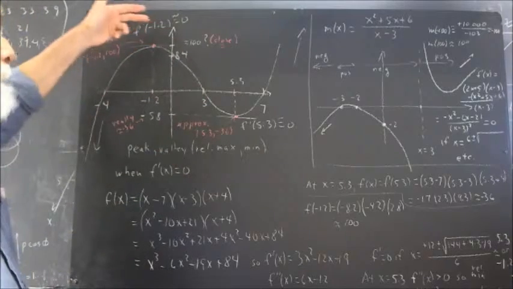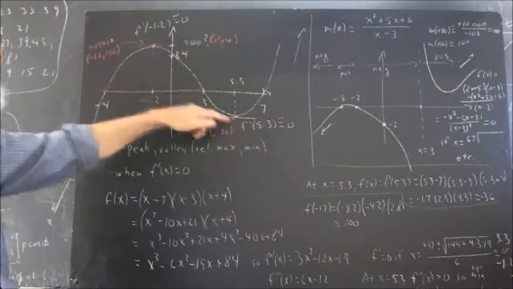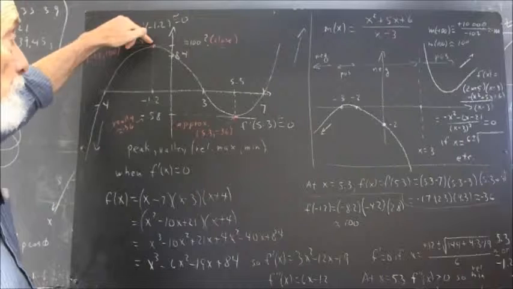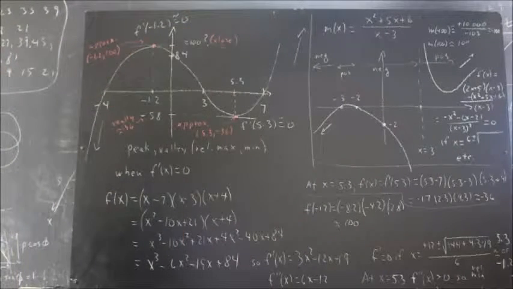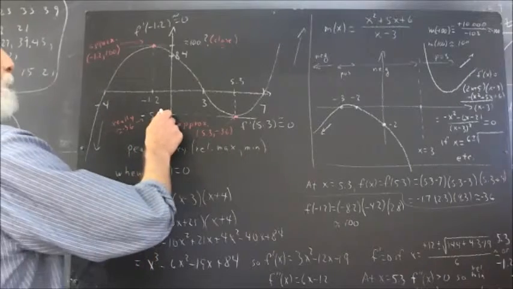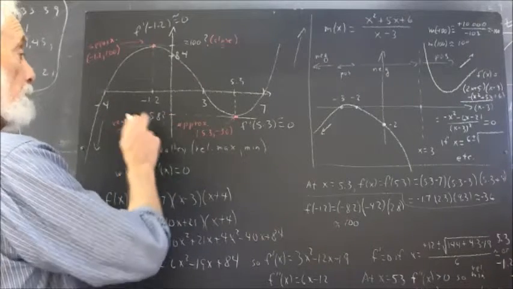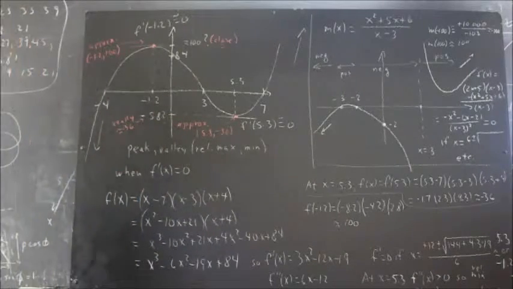Now, we estimated the coordinates of these points. And the estimates we came up with were about 100 with a question mark and about negative 58. And should have had a question mark. That one definitely should have had a question mark.